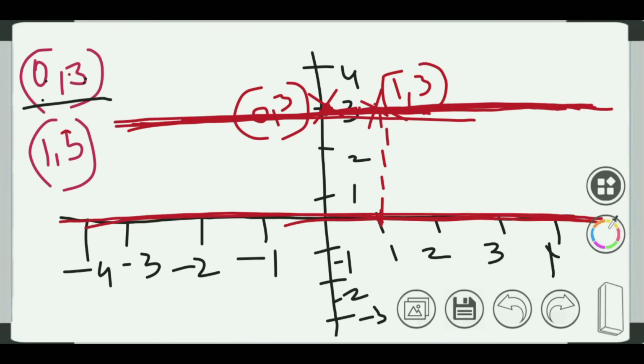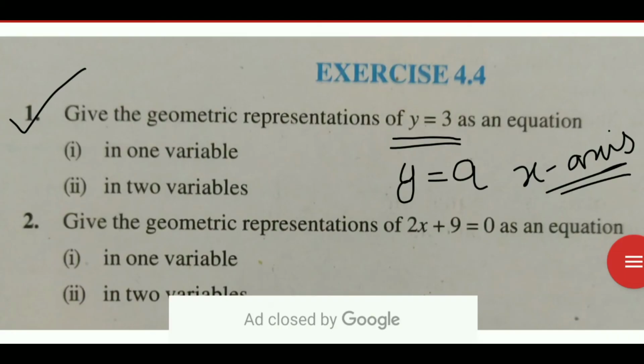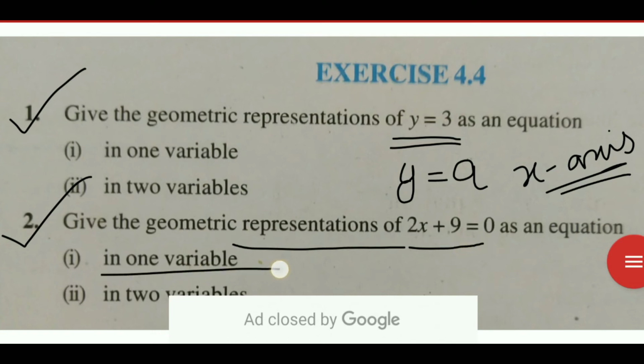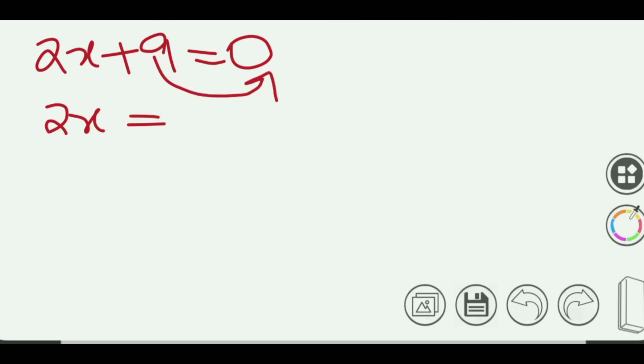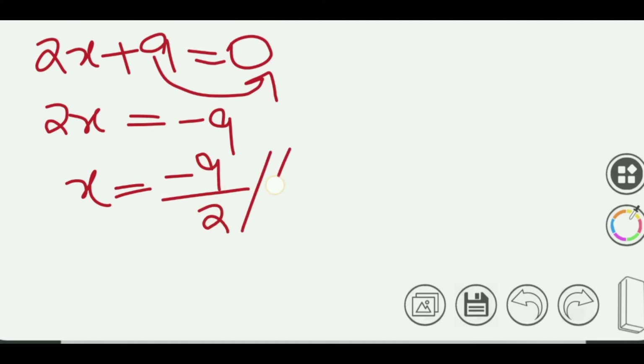Okay. So the second question. Give the geometric representations of 2x plus 9 is equal to 0 as an equation in one variable and in two variables. Okay. Here our equation is 2x plus 9 is equal to 0. So you can represent it on number line. For that you need to get the value for x. 2x is equal to, this 9 will go this side and becomes minus 9. Then x is equal to minus 9 by 2. So you got a value for x.